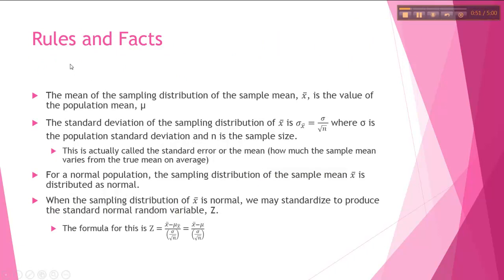The mean of the sampling distribution of the sample mean, x bar, is the value of the population mean mu. The standard deviation of the sampling distribution of x bar is this formula: sigma x bar equals the standard deviation of the population over the square root of the sample size. This is the standard error of the mean, or how much the mean varies from the true mean on average. For a normal population, the sampling distribution of the sample mean is distributed as normal.